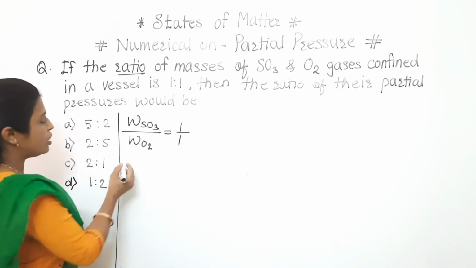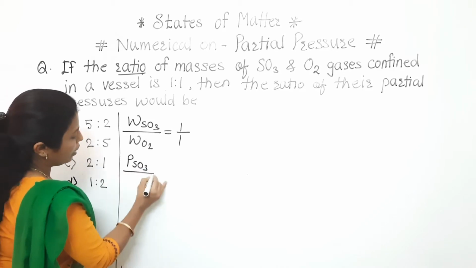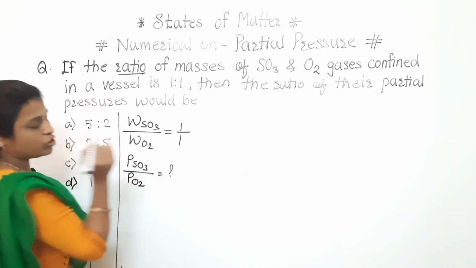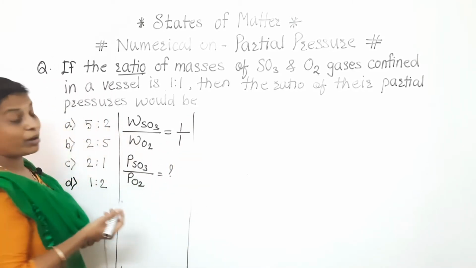Then the ratio of their partial pressures. What we have to find out is the partial pressure of SO3 to the partial pressure of O2. That ratio we have to find out. Now, which formula do we have to use? You will say, ma'am, partial pressure.